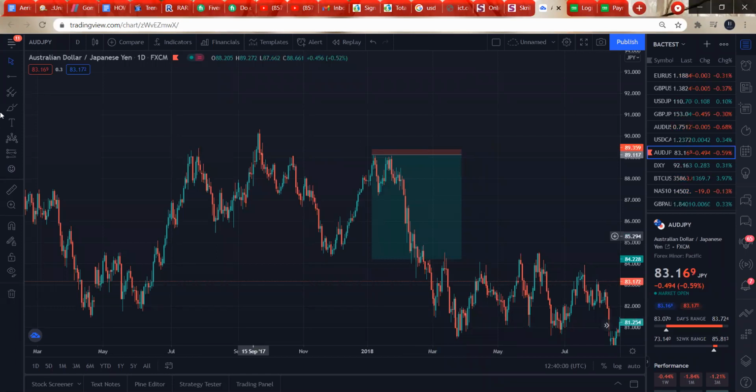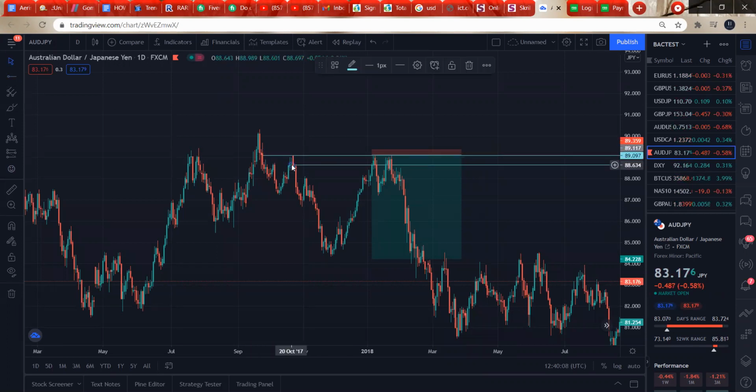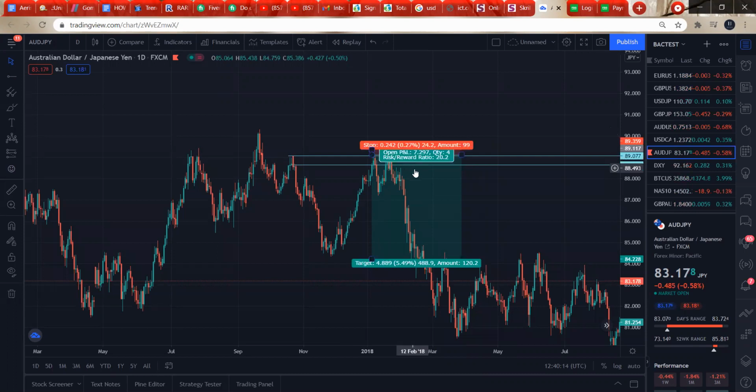That's why I say sniper. Your stop loss was just going to be here. So look at the risk to reward. That's 20.2. Let me show you something. That's 20.2 risk to reward.